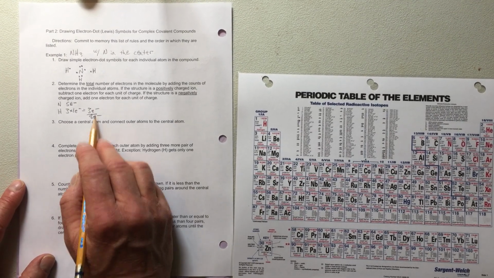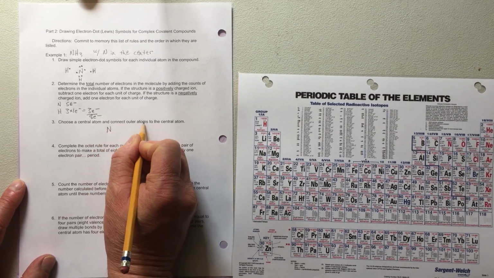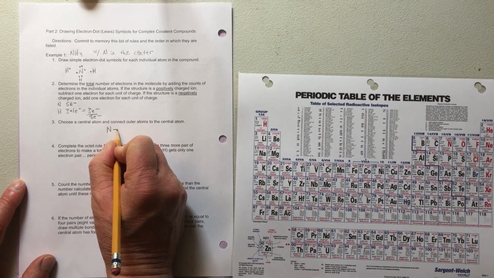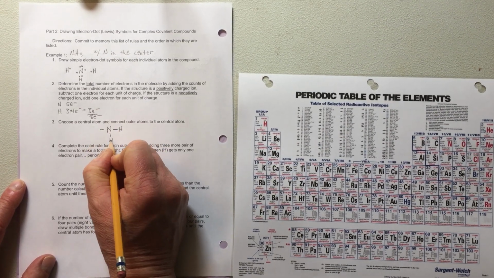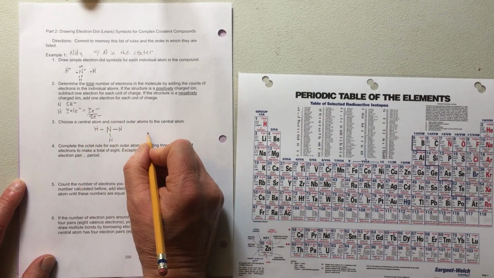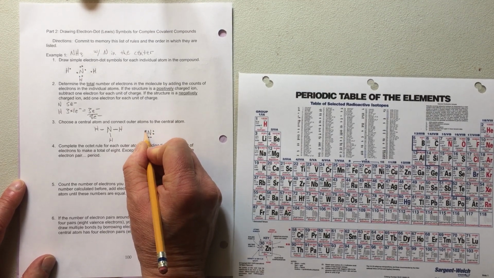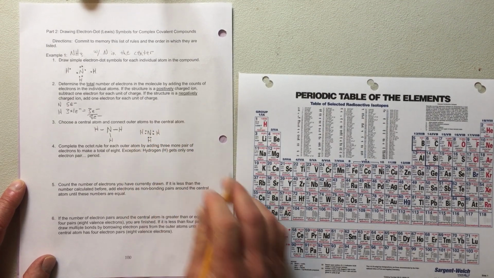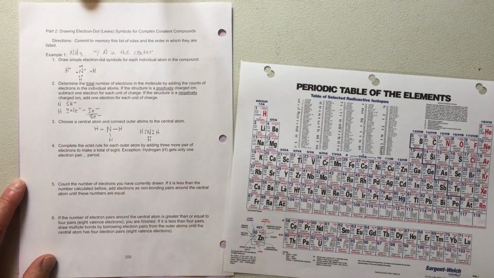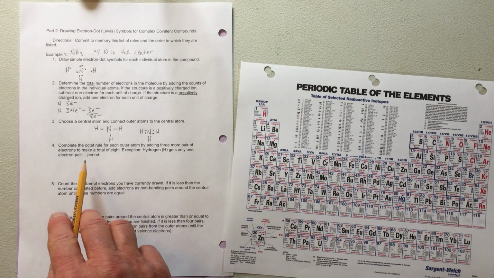All right, choose the central atom. I told you nitrogen's in the center. Connect the outer atoms to the central. So we'll just connect with single bonds. Now remember, each single bond is the same thing as a pair of electrons, so I could have also drawn it like this. Okay, then complete the octet rule for each atom by adding 3 more pairs of electrons to make a total of 8, except if it's hydrogen.